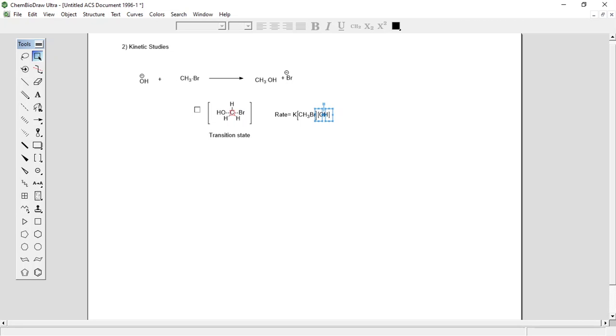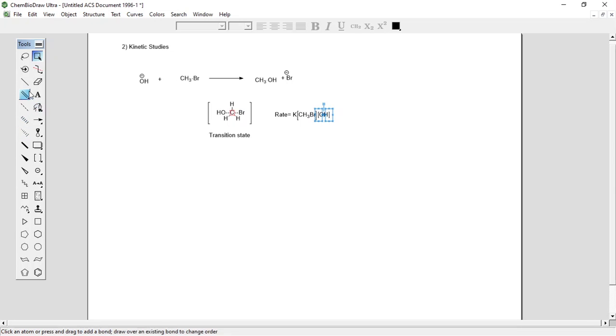While in the alkaline hydrolysis of a tertiary alkyl halide, the rate of reaction depends only on the alkyl halide and is independent of the concentration of nucleophile. So both alkyl halide and nucleophile are not involved in the same step. So you can say that the alkaline hydrolysis of a tertiary alkyl halide is a two-step reaction.